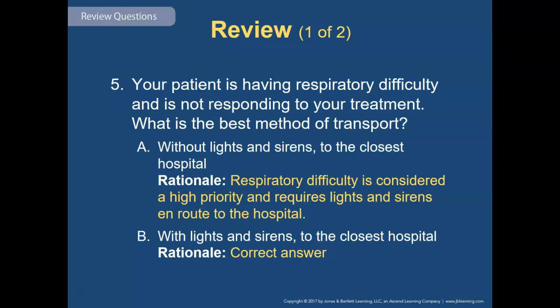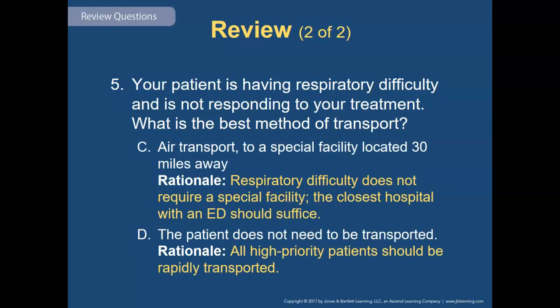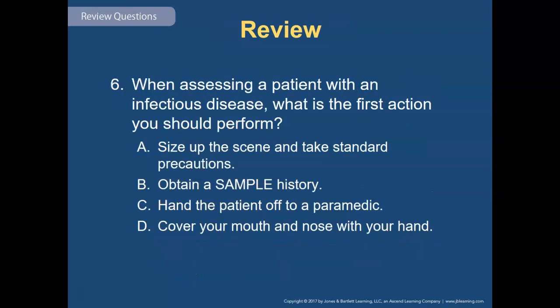We said this guy's sick and he's not getting any better and he requires lights and sirens. So with lights and sirens, well, we know that's correct. Air transport, so respiratory difficulty does not require a special facility. We're not looking for a special facility. We just want him to go to an emergency department. And then all high priority patients should be transported. Don't get lazy and not take somebody that's not able to breathe well.